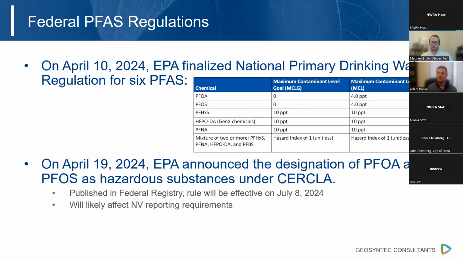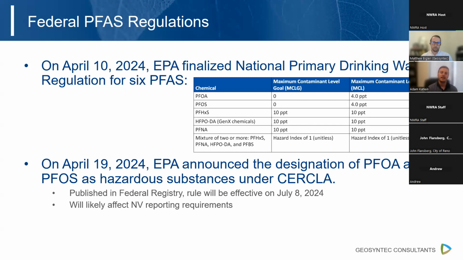There's been a lot recently on the federal PFAS regulation side. Two things we wanted to highlight: on April 10th, the EPA finalized the national primary drinking water regulations for 6 PFAS: PFOA, PFOS, PFHxS, GenX, PFNA, and then there's also a mixture of the various PFHxS, PFNA, GenX, and PFBS. That's going to be rolling out over the next couple of years, and there is now an MCL for most of those.